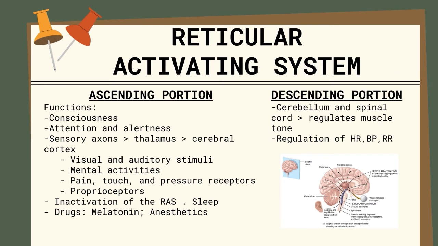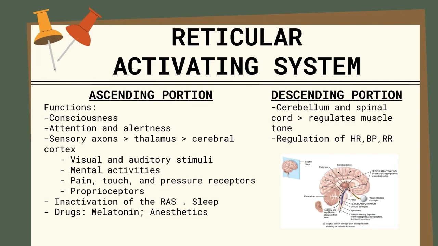Within your reticular formation, you again have your reticular activating system, or RAS. The ascending portion mainly functions for consciousness and to maintain attention and alertness. It consists of sensory axons that project towards your thalamus and cerebral cortex. Certain stimuli like visual and auditory stimuli, mental activities, pain, touch, pressure receptors, as well as proprioceptors will influence the function of your RAS. Inactivation of your RAS will lead you to sleep, as do drugs such as melatonin or general anesthesia. These will turn off your consciousness or allow you to sleep.